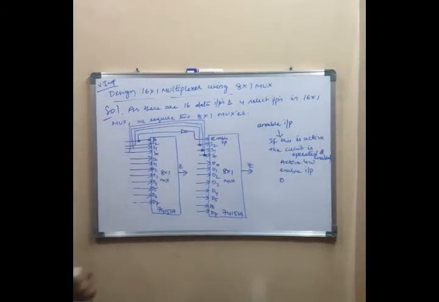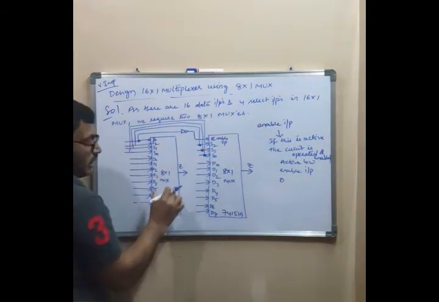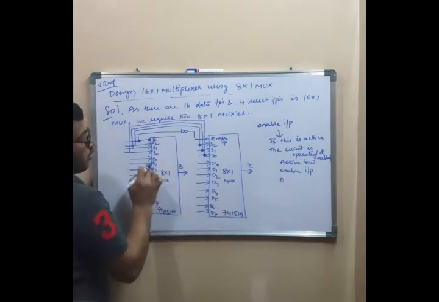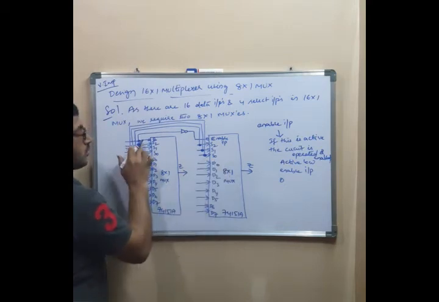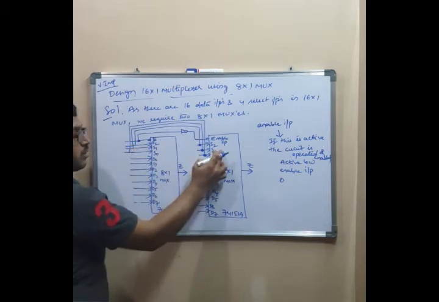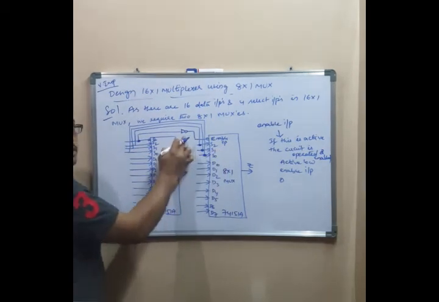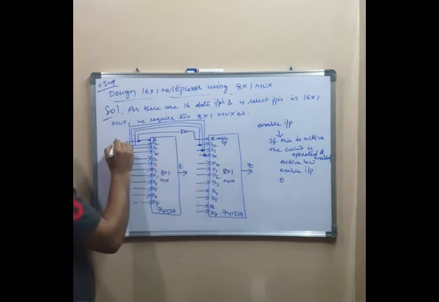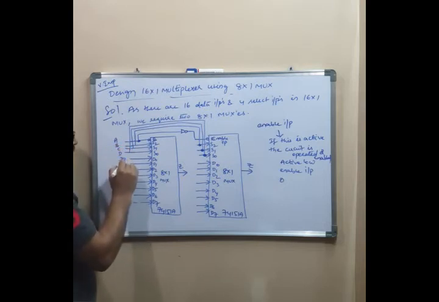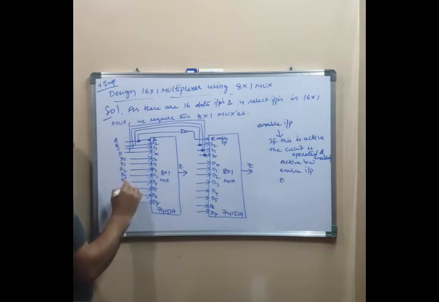Right? Now S2 is connected to S2. Let us treat this as the lower order mux, mux 1, and mux 2. Mux 1 select inputs are tied together with mux 2. Mux 1 enable input is tied together with mux 2 by placing an inverter in between mux 1 and mux 2. So finally, I will treat this as ABCD. This as D0, D1, D2, D3, D4, D5, D6, D7.